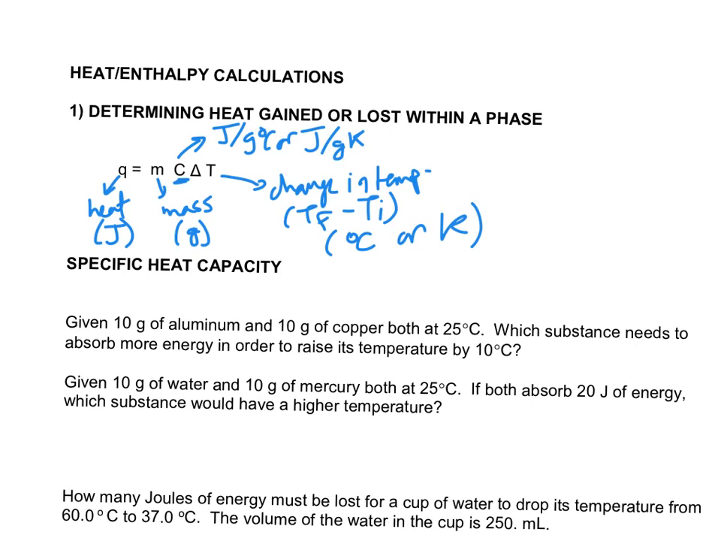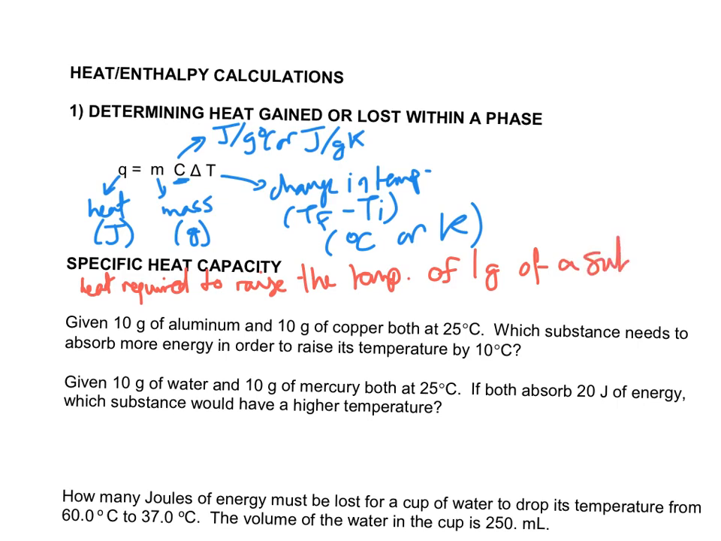Now let's talk about that C a little bit more, specific heat capacity. So specific heat capacity is, let's write the definition for it. It is the amount of heat required to raise the temperature of 1 gram of a substance by 1 degree Celsius or 1 Kelvin, again, same thing.